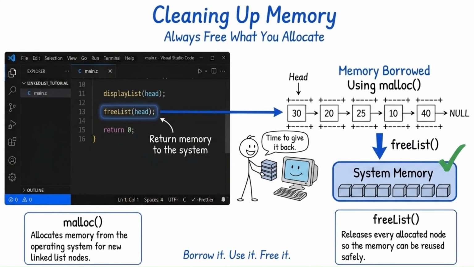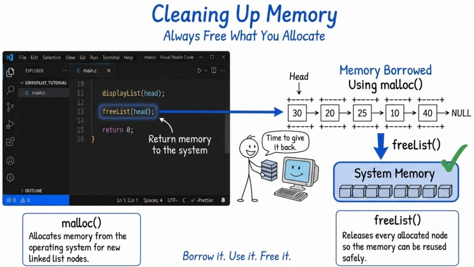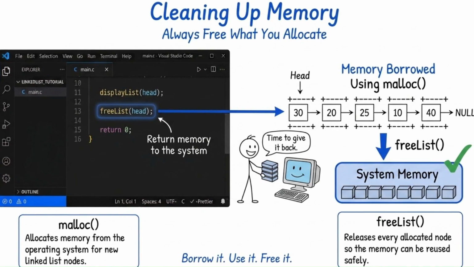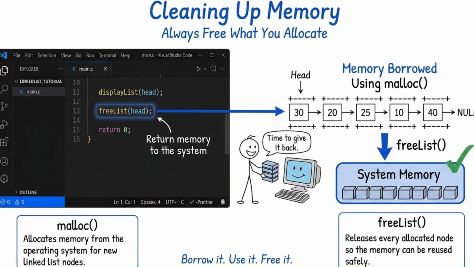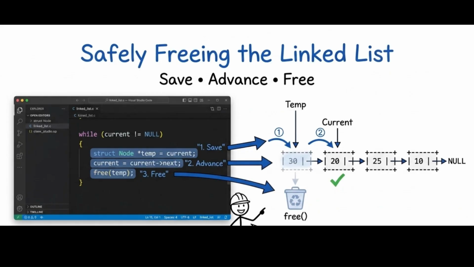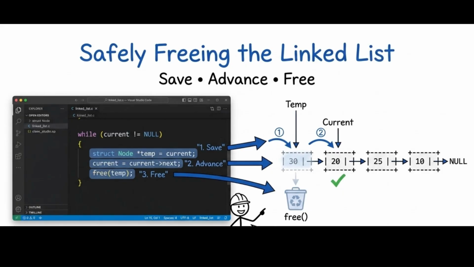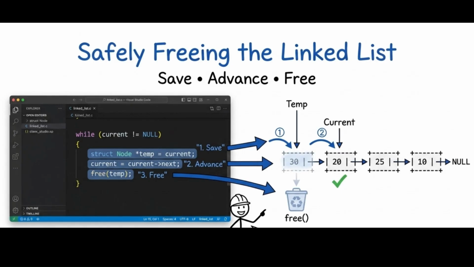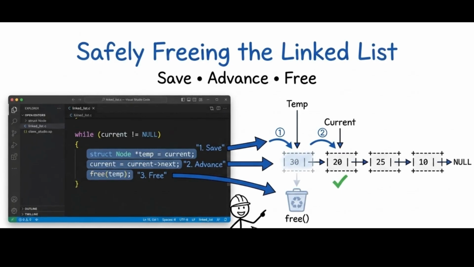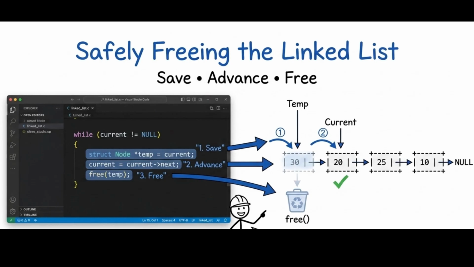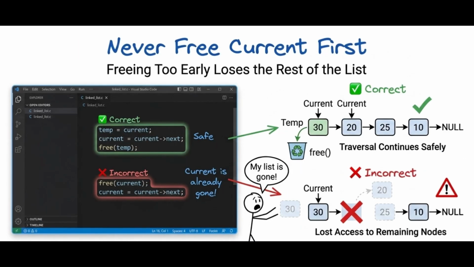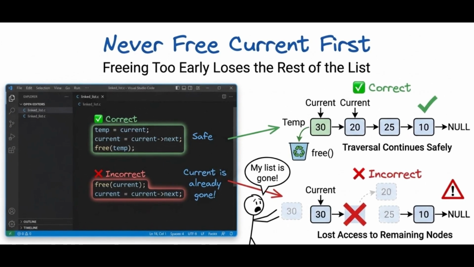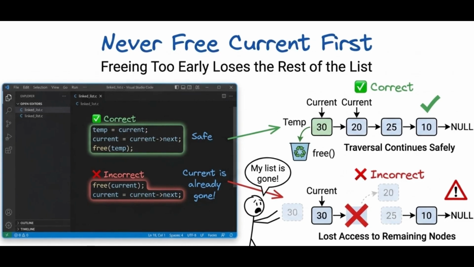At the very end of our main function, we called freeList. Now this is the unsung hero of memory management. Every single time we used malloc, we essentially borrowed memory from the system. We have to give it back using free. But look at the while loop. We create a temporary pointer to safely hold on to the current node for deletion. This frees up our main current pointer to safely advance to the next survivor. Then and only then do we actually call free on that temporary node. If you just called free current directly, you destroy the pointer to the next node, causing a massive memory leak because you lose the rest of the list forever.